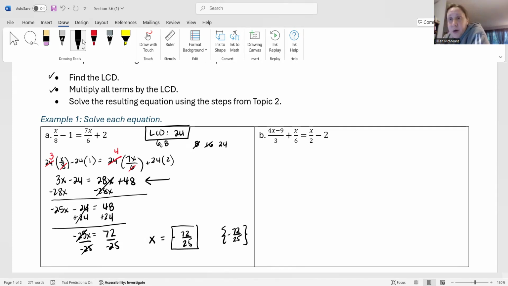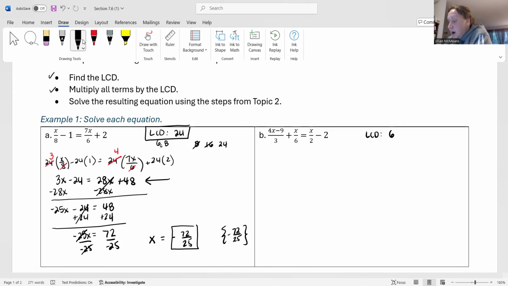We have a linear equation with fractions, so we want to get rid of those fractions. We're dealing with denominators of 3, 6, and 2. So I always like to start with the biggest of the denominators, which is 6. We know 6 goes into itself, so that's fine. But do the other denominators go into 6? Well, 3 certainly divides into 6. 2 certainly divides into 6. So that tells me the LCD is just 6. We don't have to do any more work.